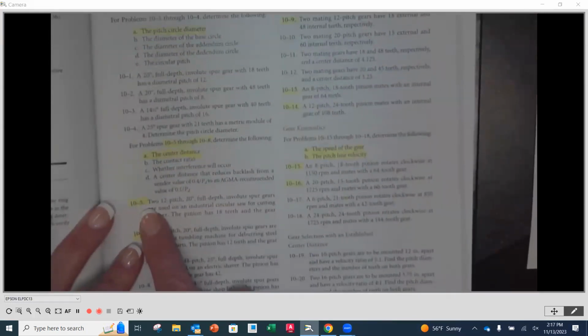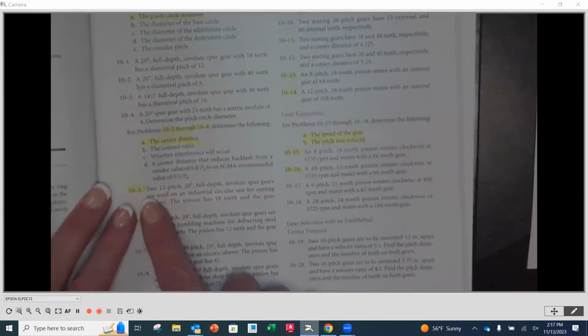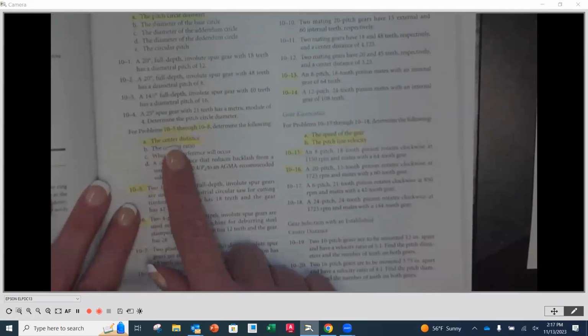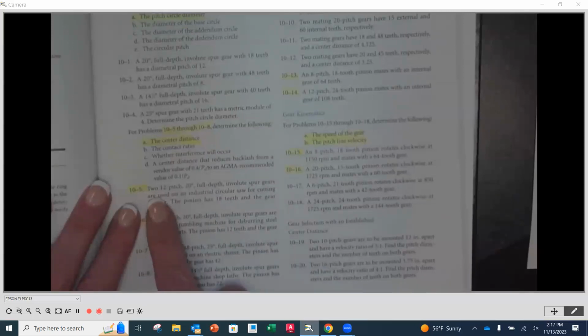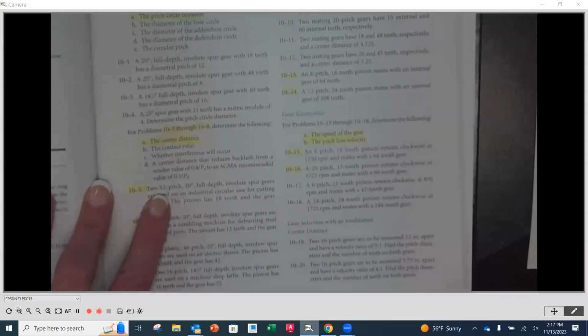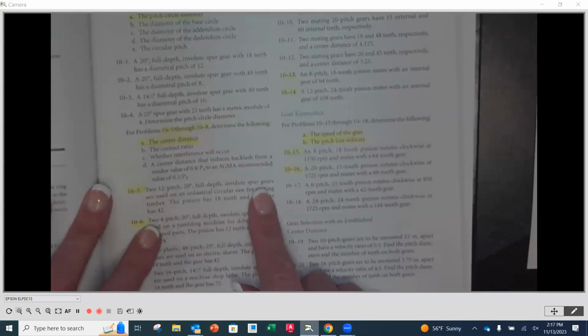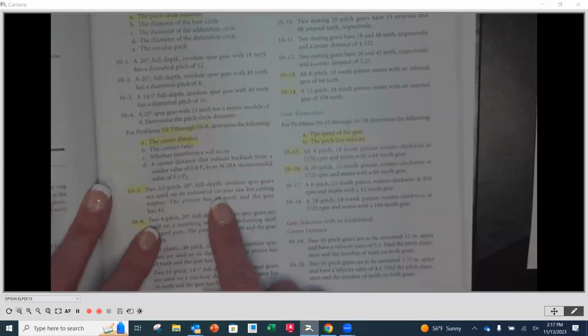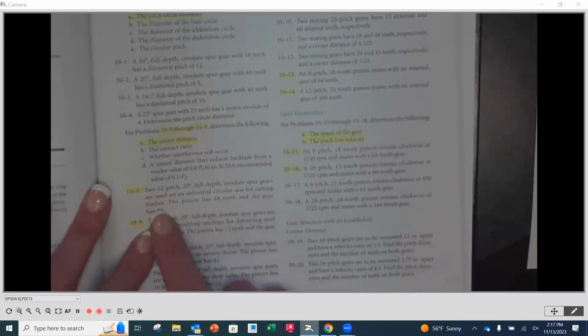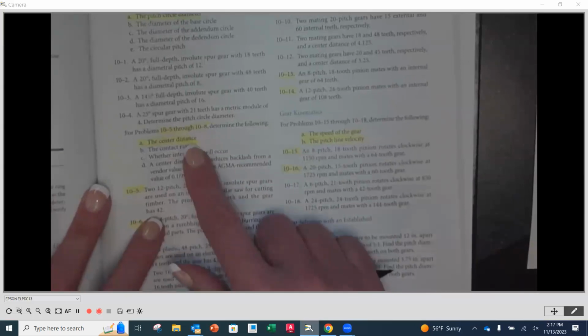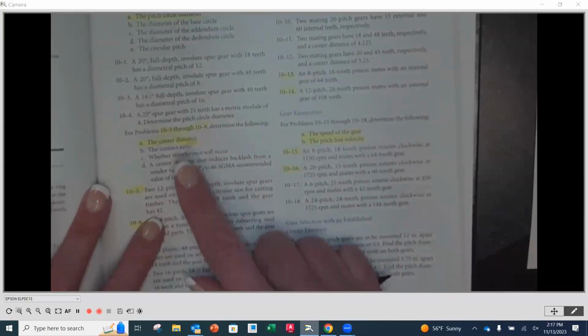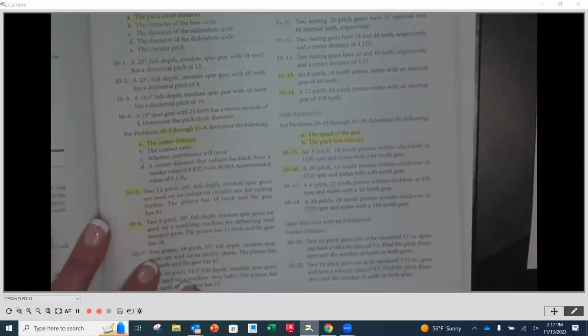So I'm going to go underneath, and you're going to notice on page 295, number 10.5 is your first problem, and it's just 10.5a. It says you've got 12 diametral pitch, 20-degree pressure angle, full depth involute spur gears used on an industrial circular saw for cutting timber. The pinion has 18 teeth and the gear has 42. Find the center distance. Okay, you have everything you need to do that one.